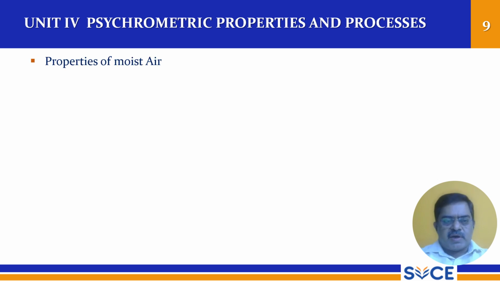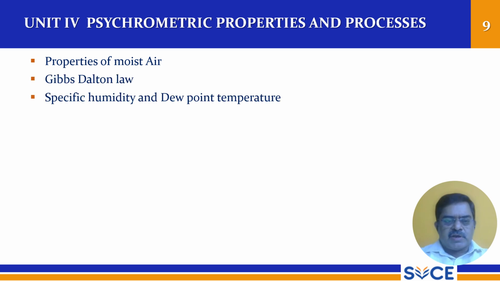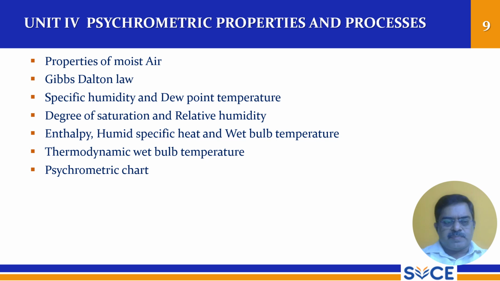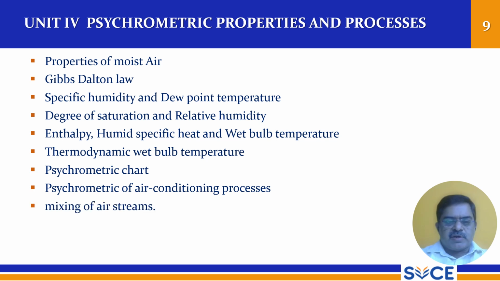Properties of moist air, Gibbs-Dalton law, specific humidity and dew point temperature, degree of saturation and relative humidity, enthalpy, humid specific heat, and wet bulb temperature. These are the properties we are going to discuss. And then we have thermodynamic wet bulb temperature and the psychrometric chart. It is very important to understand this chart, and psychrometry of air conditioning processes, and mixing of air streams.